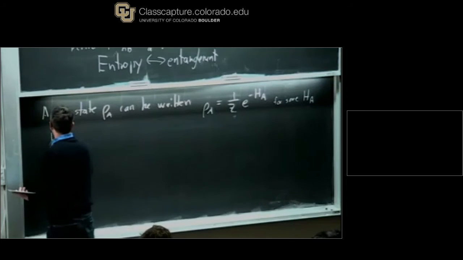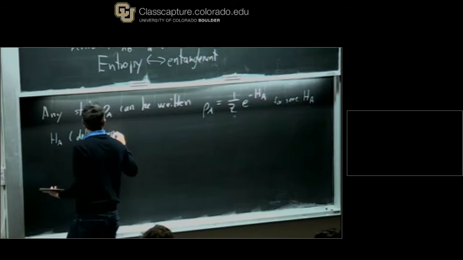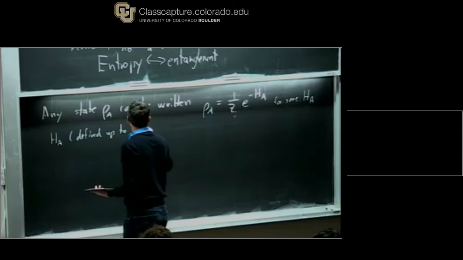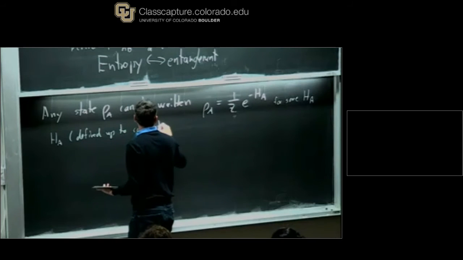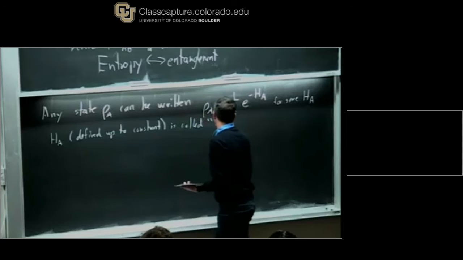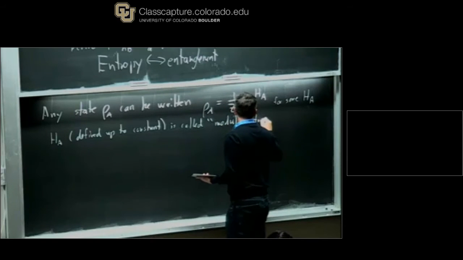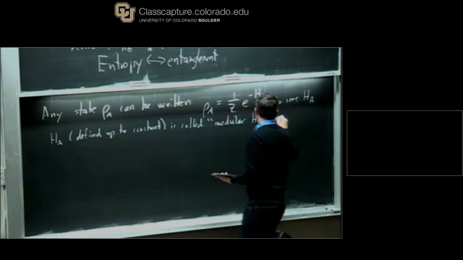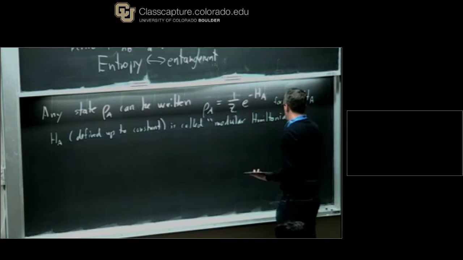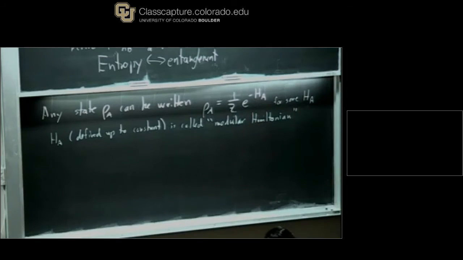And H_A, which is defined up to an additive constant, is called the modular Hamiltonian. This term modular arises from algebraic quantum field theory, where this plays an important role.